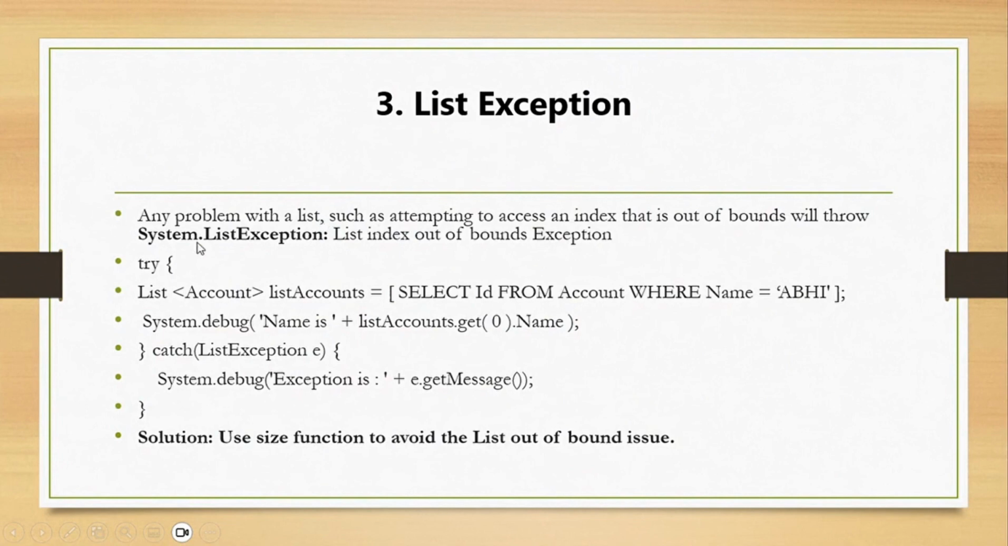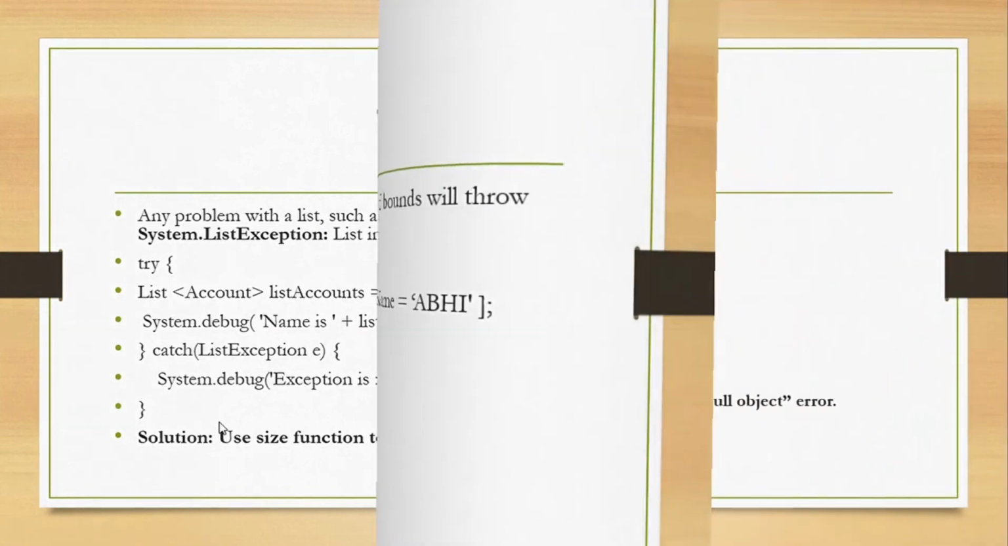List exception. Any problem with a list, such as attempting to access an index that is out of bounds, will throw System.ListException, list index out of bounds exception. For example, List of accounts: select Id from Account where Name equals API, then System.debug. If the error comes, use the size function to avoid the list out of bound issue.